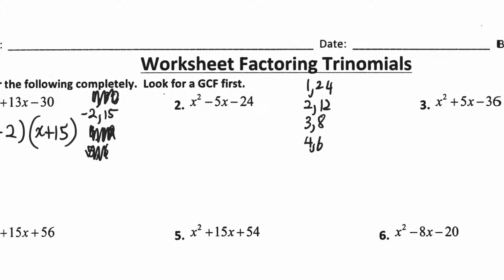3 and 8. Okay, good. So 3 and 8 is the one that can get me to a 5. The others get me to a 2 or 10, so that doesn't work. So I know it's got to be the 3 and 8 somehow. And this needs to be a negative 5, so which one of these needs to be negative? Negative 8. Needs to be on the 8. 3 times negative 8 is negative 24, and 3 plus negative 8 is negative 5, so that's what I want. x plus 3 and x minus 8.